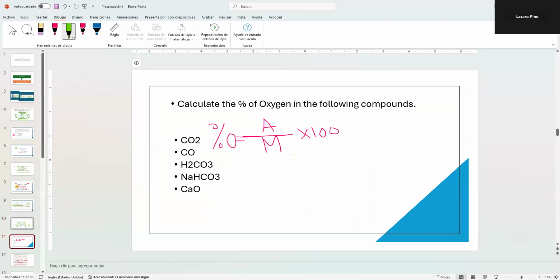Well, here I want you to calculate the percentage of oxygen in every one of these compounds, 1, 2, 3, 4, and 5. You can do it at home, and later you can send me the answer by mail if you want. You are not obliged to do that, but if you do, I will tell you if they are okay or not.